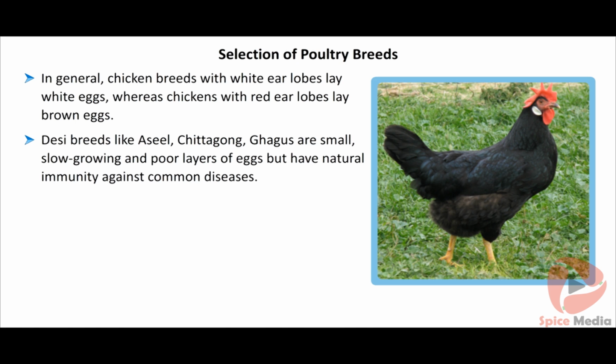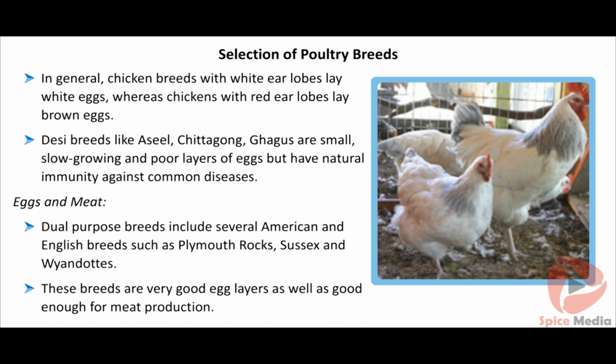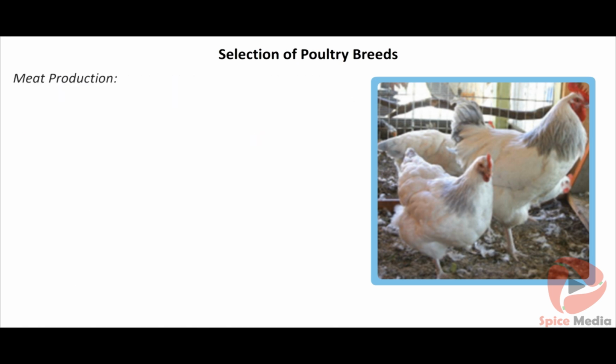Desi breeds like Asil, Chittagong, and Ghagus are small, slow-growing, and poor layers of eggs, but have natural immunity against common diseases. Dual-purpose breeds include several American and English breeds such as Plymouth Rocks, Sussex, and Wyandottes. These breeds are very good egg layers as well as good enough for meat production.